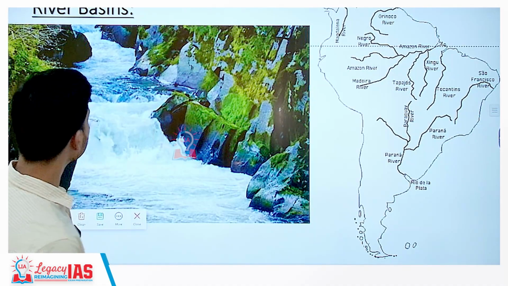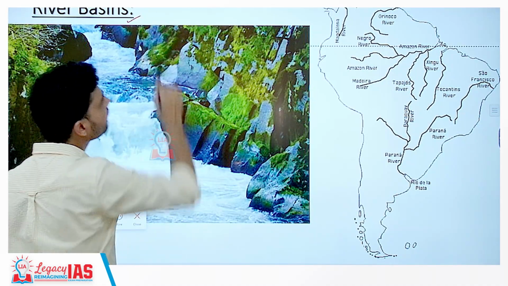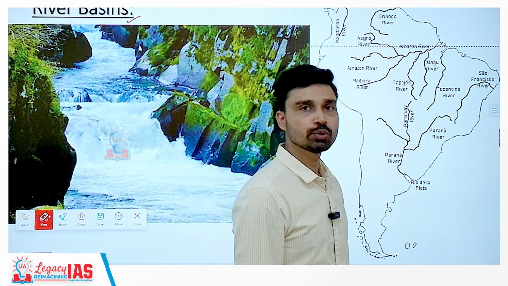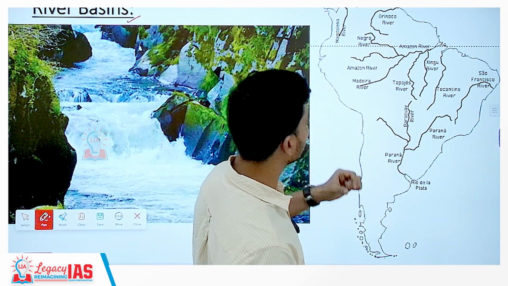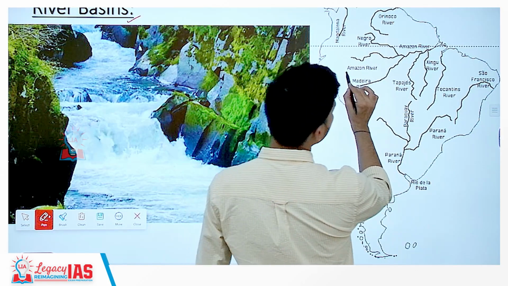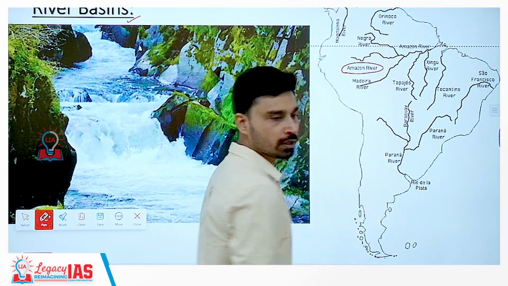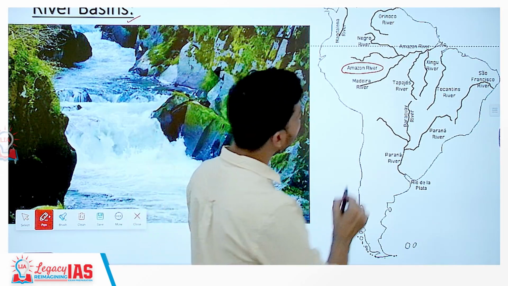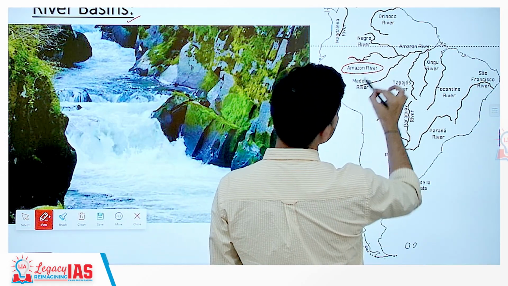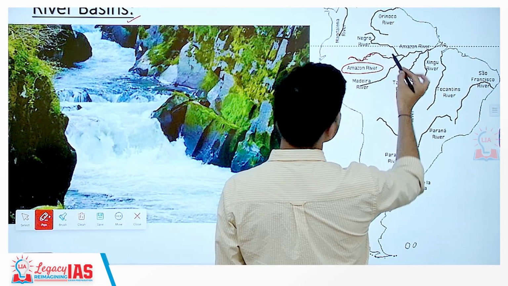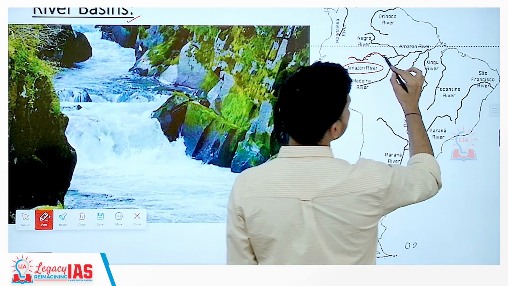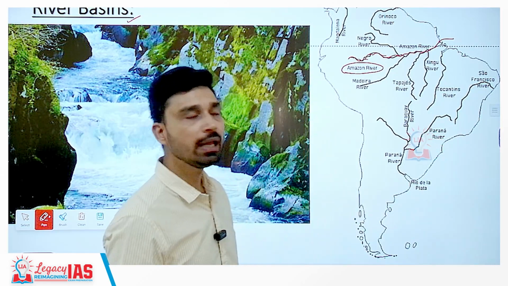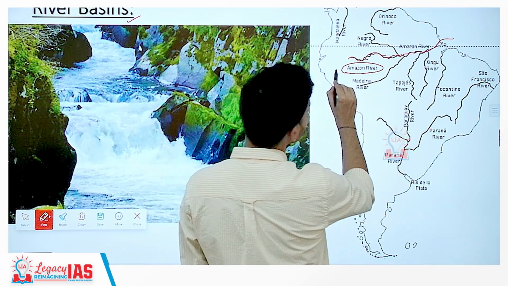Now, let us try to understand the river basins of South America. Now, the outlines of the major rivers we already have, we can see here. So, the major river that all of you must be knowing about, which is also the largest river of the world, is the Amazon river. So, the Amazon river originates somewhere from the western part of South America, that is where your Andes mountain is located, and then flows all the way to the east before entering into the Atlantic Ocean. So, Amazon is one of the major rivers.